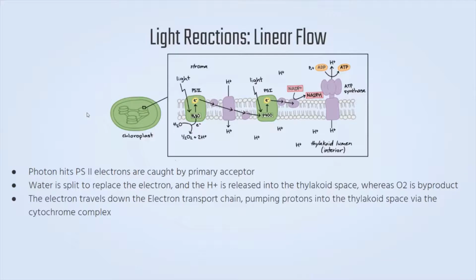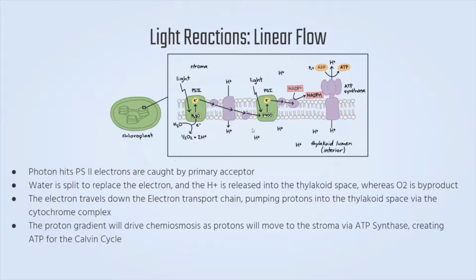The electrons that we just talked about will travel down something called the electron transport chain, or the ETC. They will pump protons into the thylakoid space via something called the cytochrome complex. The buildup of H+ ions inside the thylakoid and the proton gradient will drive chemiosmosis, as protons will move into the stroma via ATP synthase, which will create ATP for the Calvin cycle.